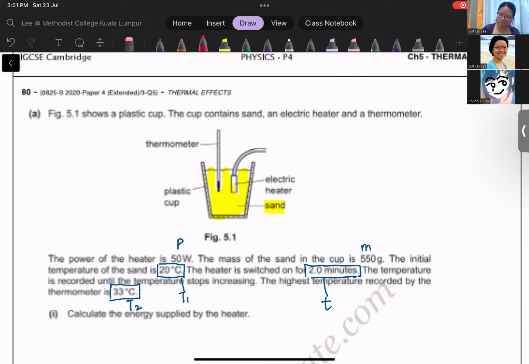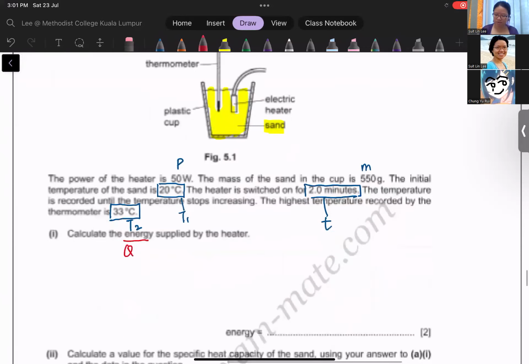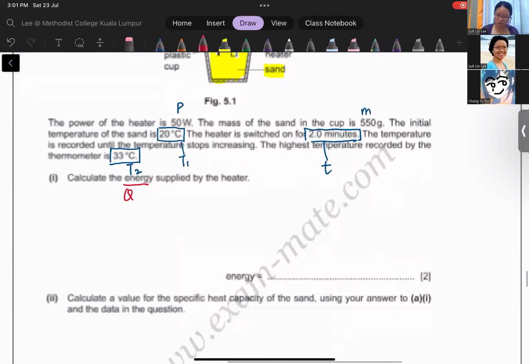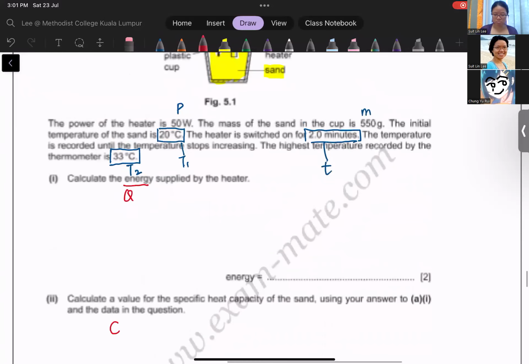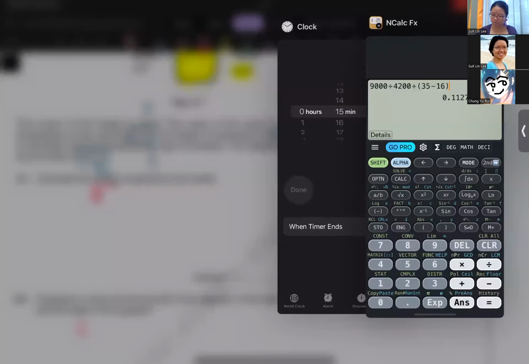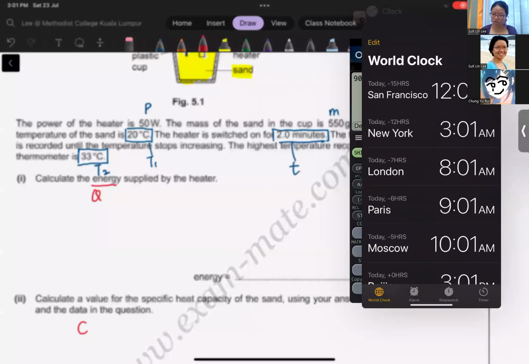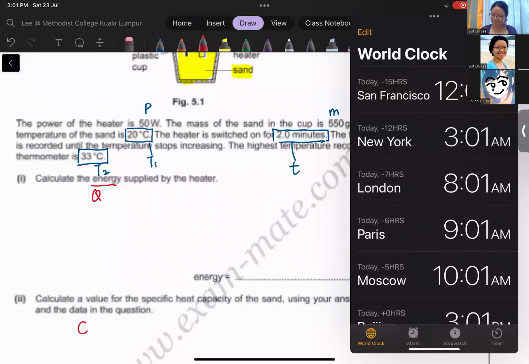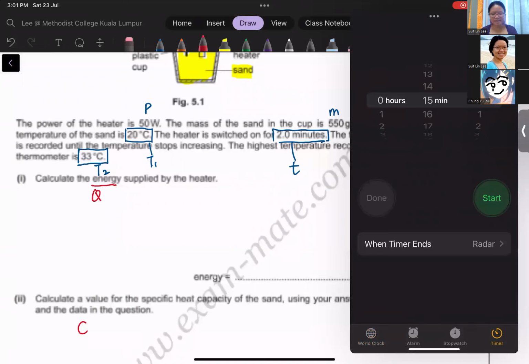Okay, calculate the energy supplied to the heater, Q. Part 1. And number 2, calculate a value of specific heat capacity C using the answer and also the data in the question. Okay, maybe I'll give you 5 minutes to do this. It's very similar to the one that we did just now, but the only difference is they gave you step 1, step 2, instead of putting everything together in 4 marks. Okay, try now.